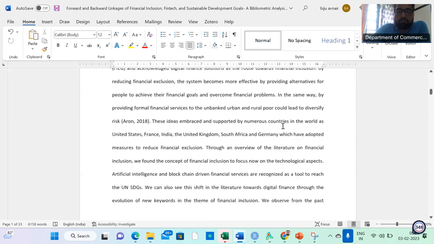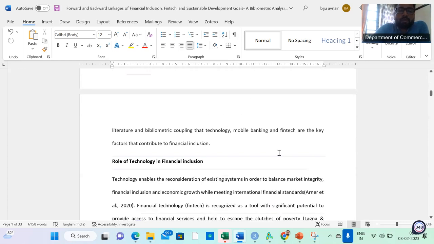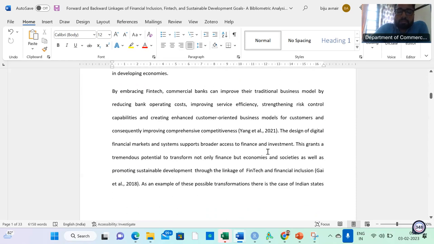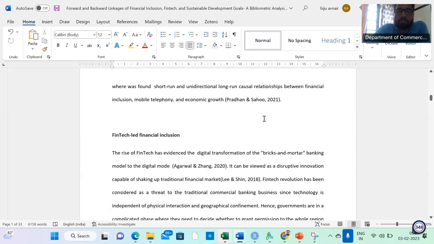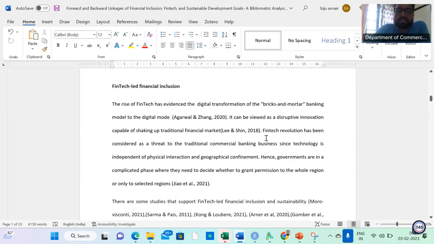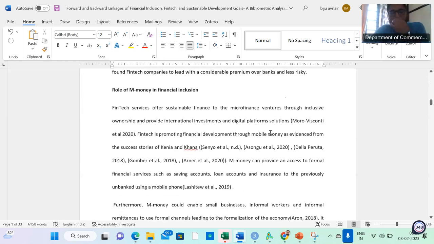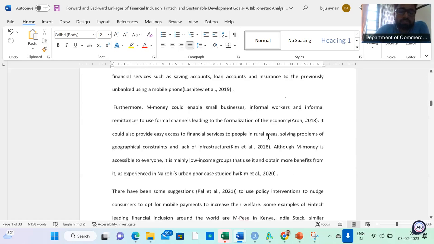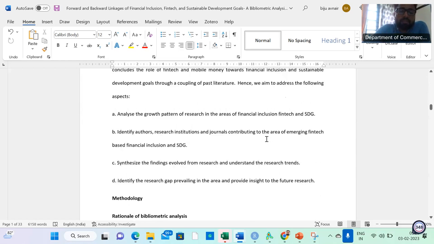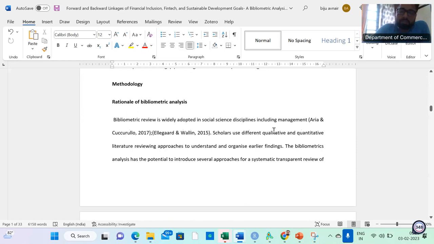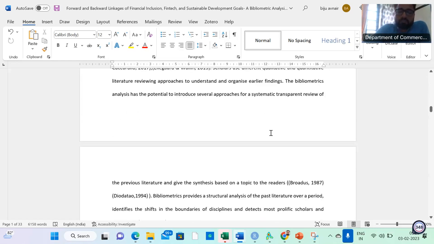So literature evolution and status of financial inclusion and exclusion. And we have the role of technology in financial inclusion. And we have fintech-led financial inclusion, and the role of mobile money in financial inclusion. These are the themes which have evolved, and we have a methodology. The methodology is the data set.